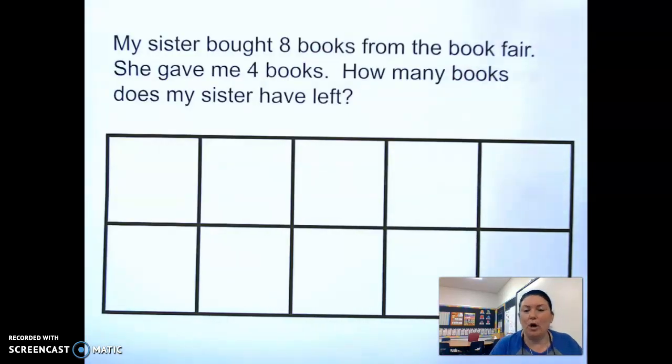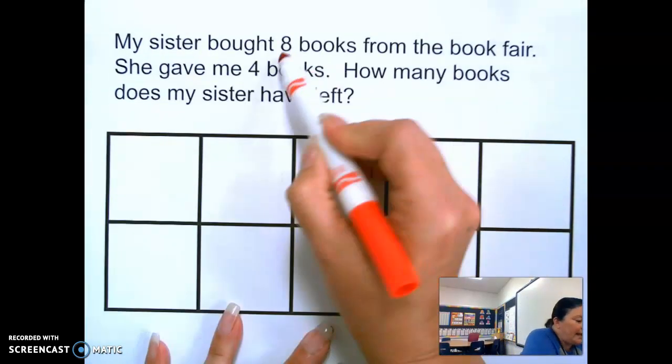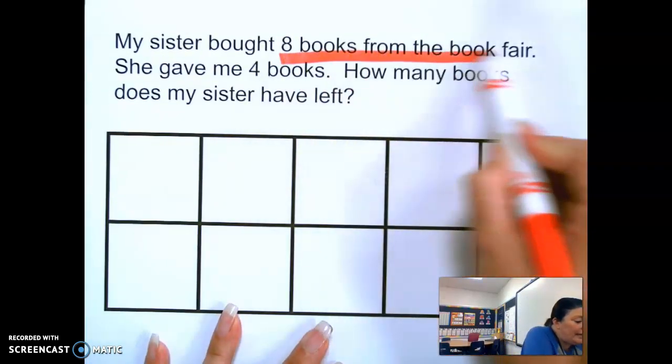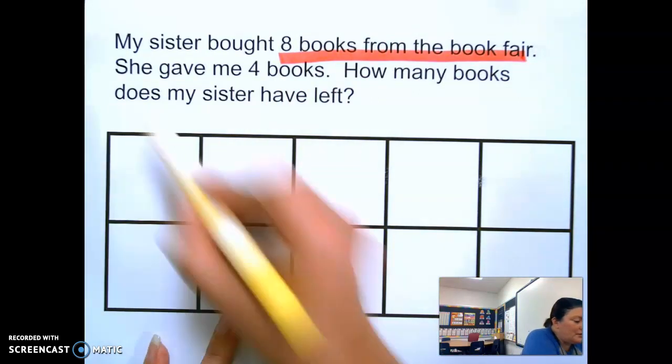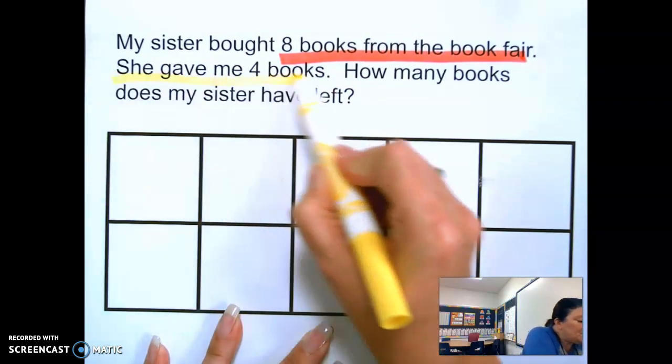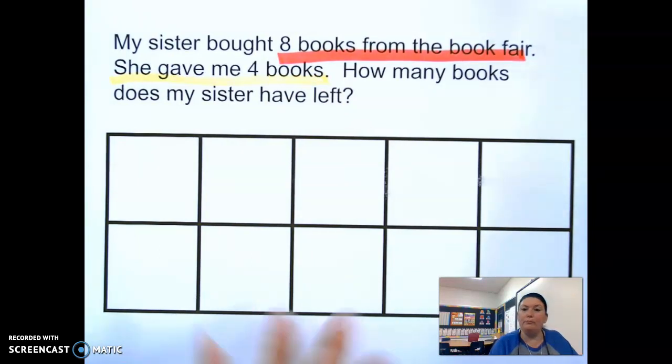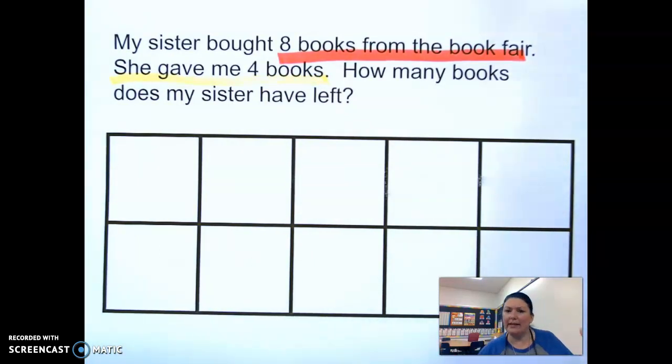Let's look at another one. My sister bought 8 books from the book fair. She gave me 4 books. How many books does my sister have left? So I know that my sister bought 8 books from the book fair. I also know that she gave me 4 books. So she separated her books. She separated those books into a group of books for her and a group of books for me. Wasn't it nice? Yeah, it's always nice to share.